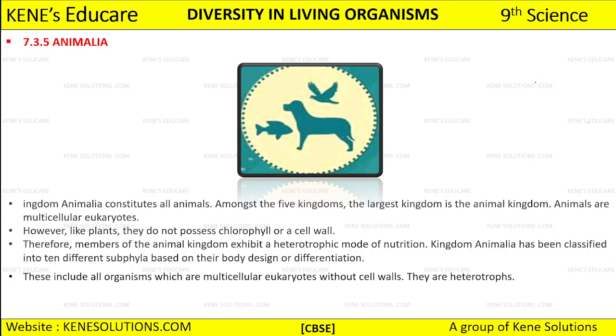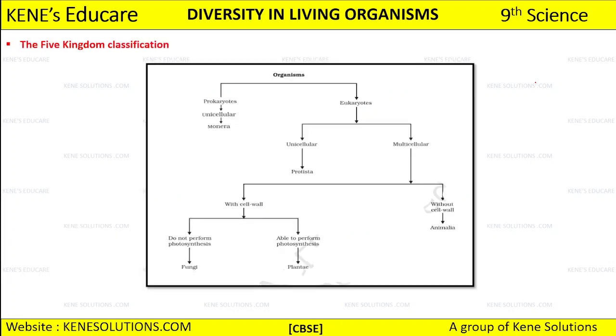Okay, so we have kingdom Animalia, which is the last kingdom that we are going to discuss. But this five kingdom classification का जो table दिया हुआ है, where they have shown that the living organism is divided into two. That is, we have prokaryotes and we have eukaryotes. So prokaryotes में we have unicellular organisms, and it includes kingdom Monera. And eukaryotes are further divided into two. We have unicellular organisms and we have multicellular organisms.